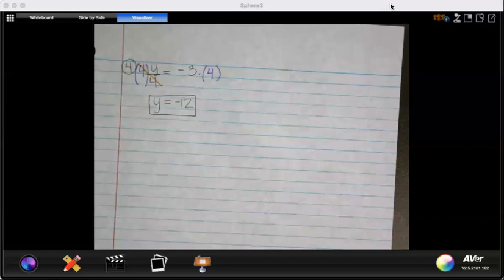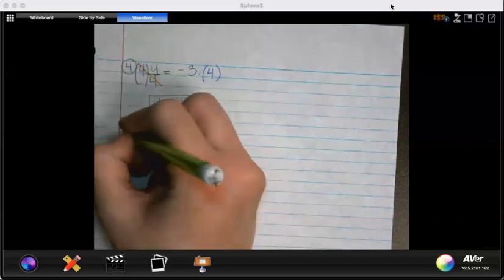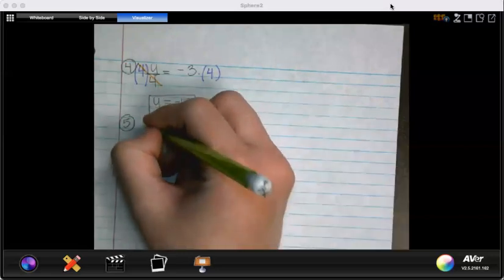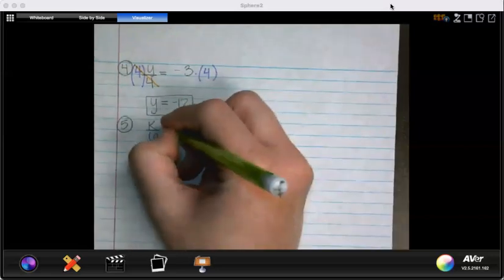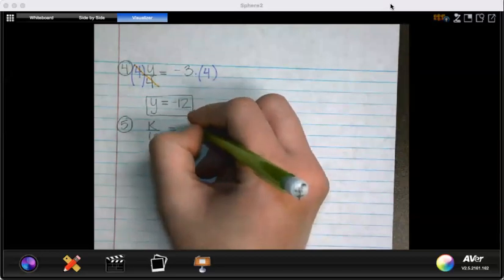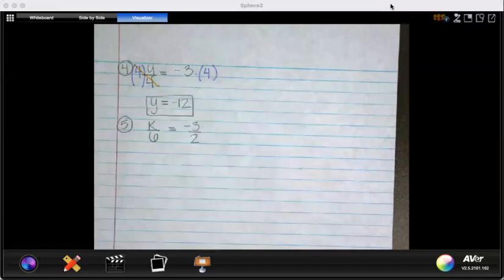Now, so far we've worked with some simpler numbers. Let's see what happens when we have a fraction that's incorporated in here. For example, k divided by 6 equals -3/2. K divided by 6 equals -3/2.